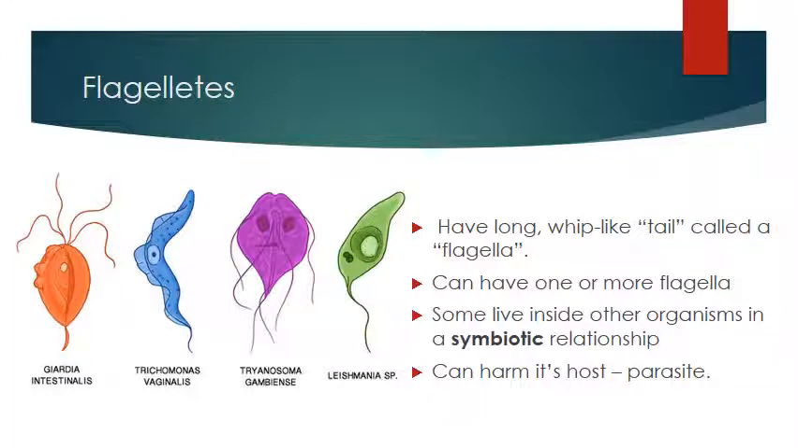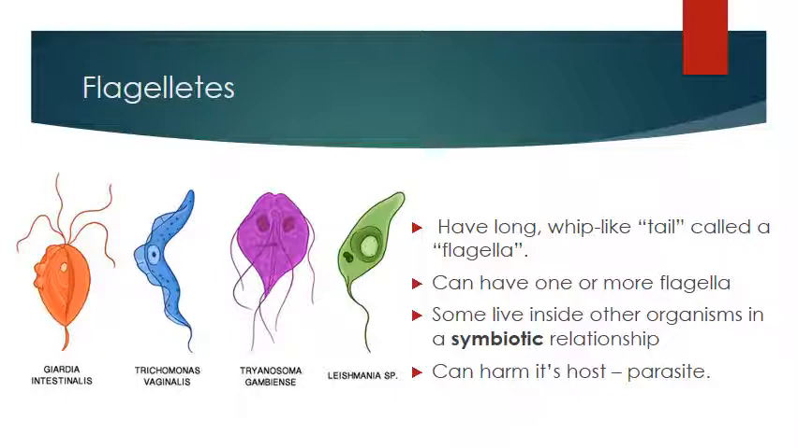This brings us to the flagellates, which is our third group of protozoans, and these are protists that use long whip-like flagella or tails to move around. A flagellate may have one or more flagella, so they can have lots and lots of flagella.